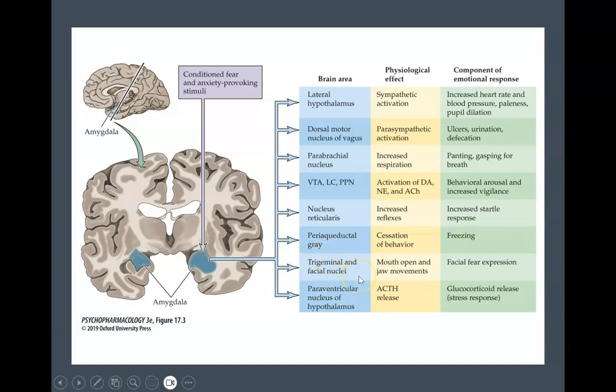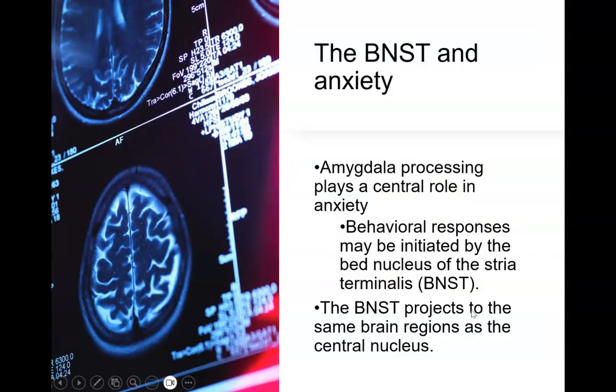Trigeminal and facial nuclei, those are also cranial nerves. That's going to open the mouth and jaw movements and create facial fear expressions. And then the paraventricular nucleus of the hypothalamus, we're going to get that ACTH release, and that's going to really kickstart that HPA chain where we get corticotropin releasing hormone, ACTH, and then we're also going to eventually get that glucocorticoid release and cortisol.